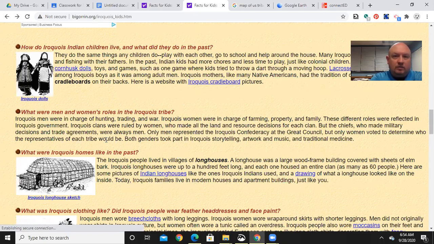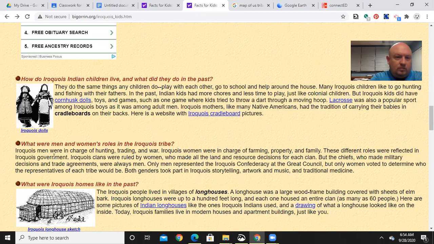Looking at here, men were in charge of hunting, trading, and war. Women in charge of farming, property, and family. So you can see a similarity between the north and south parts of the eastern woodlands, at least amongst these 2 tribes.